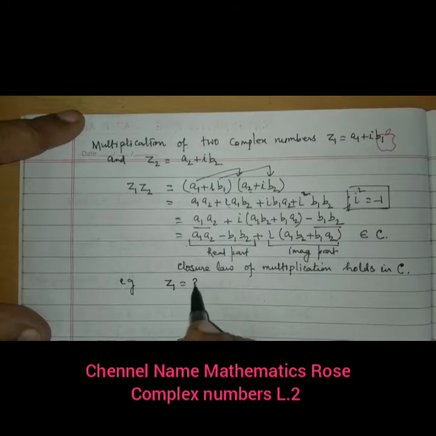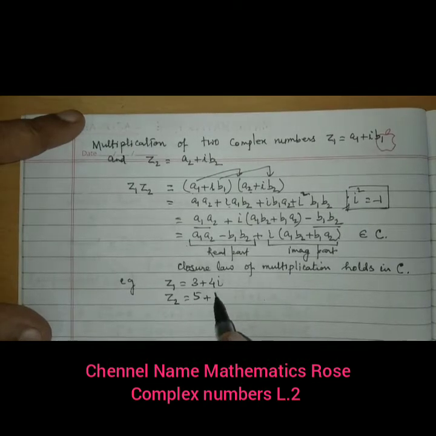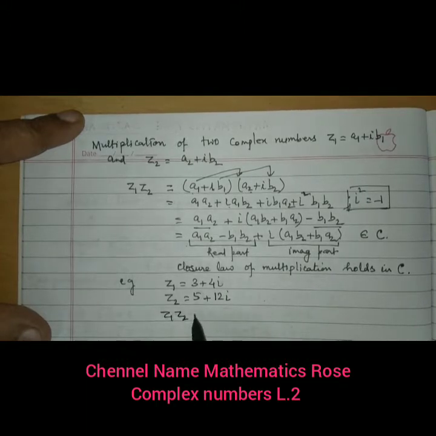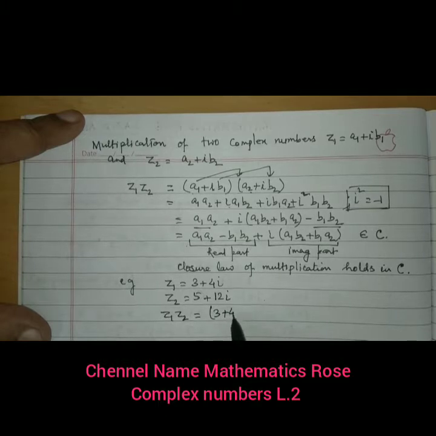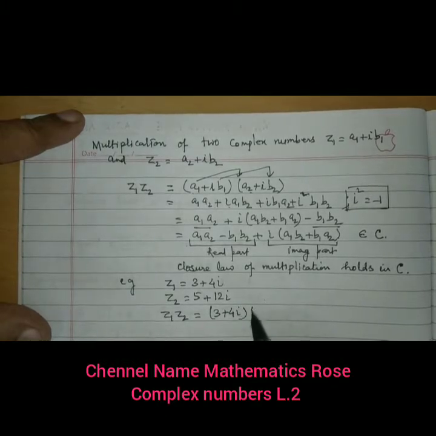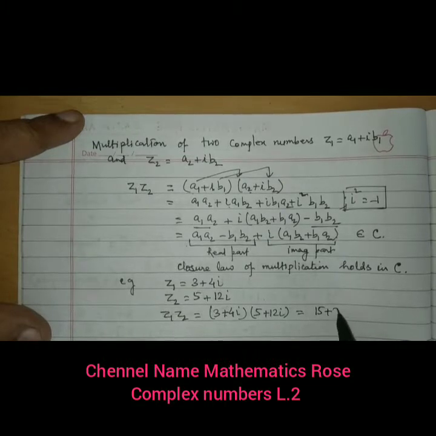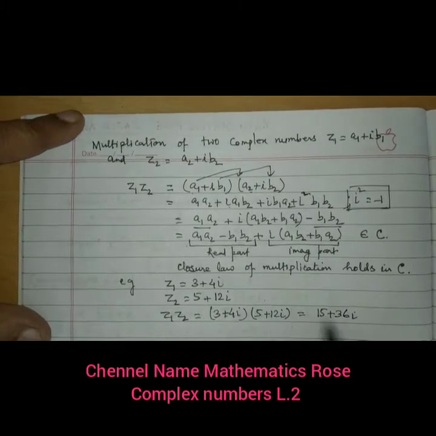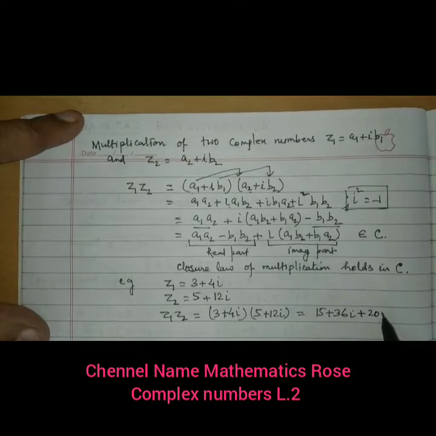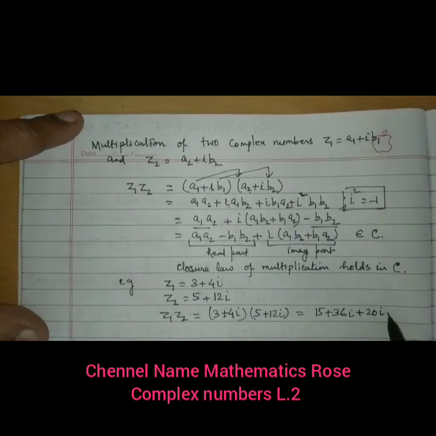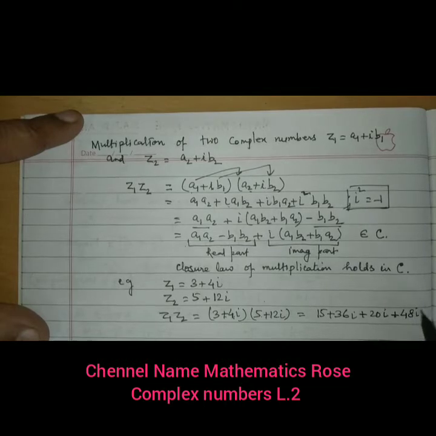z1 is equal to 3 plus 4i and z2 is equal to 5 plus 12i. Then z1 z2 is equal to (3 plus 4i) into (5 plus 12i). इसको आप मल्टीप्लाई कीजिएगा यहाँ पे 3 into 5 is 15 and then 36i, then it is 20i, and then it is 48 i square.